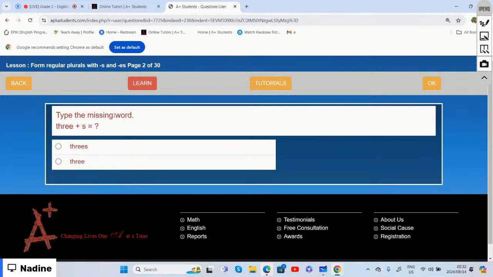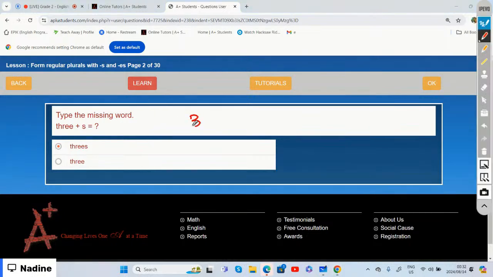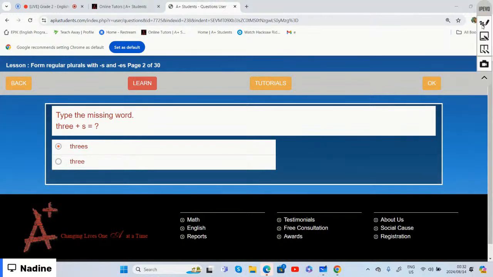And if we were to choose the correct one, we would say 3 plus S is option 1, which is threes. It's like saying, if we're talking about threes, then we say it is 3, 3, 3, meaning there are 1, 2, 3 threes, right? So it's option 1. So well done.